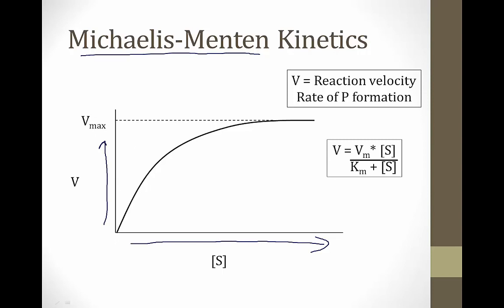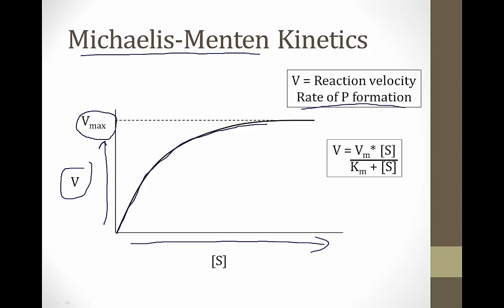The rate of formation of P they called V for velocity. So that means how quickly P was being formed. It might be moles per minute or moles per hour. They called that the velocity of P formation, and they plotted that on the y-axis and S on the x-axis. And what they saw is that the majority of enzymes follow a nice hyperbolic curve like this that picks up speed but then plateaus out at some maximum velocity, which they called Vmax.